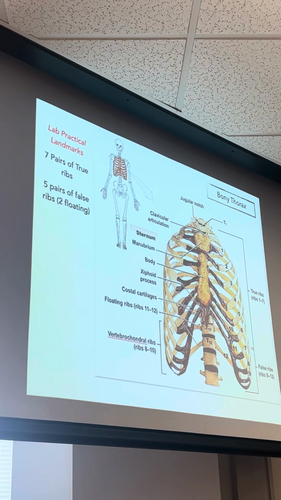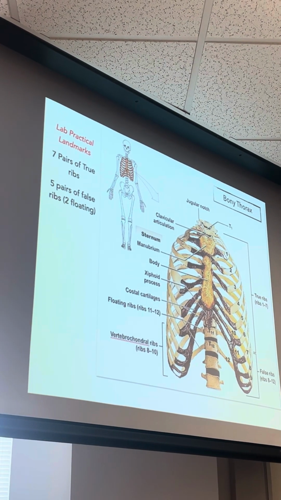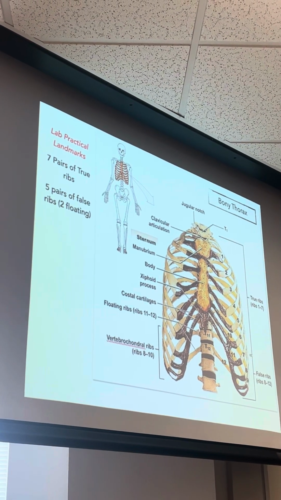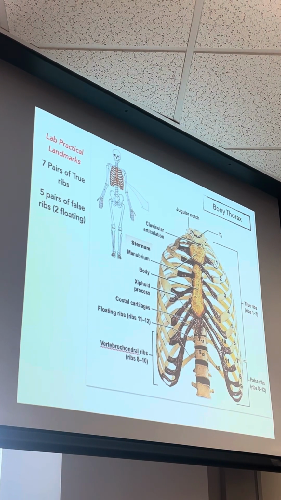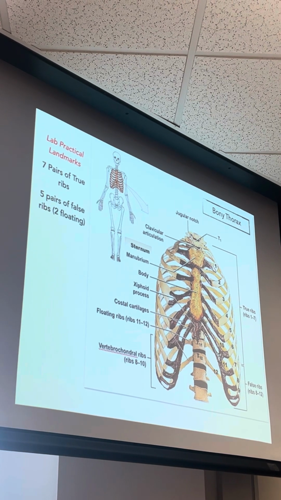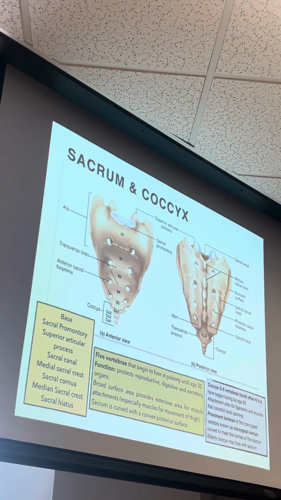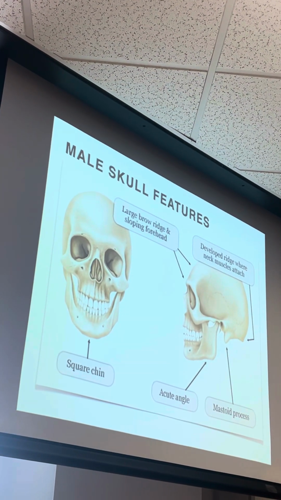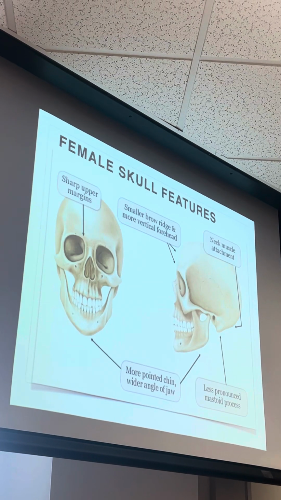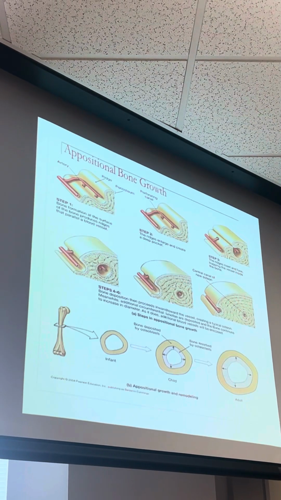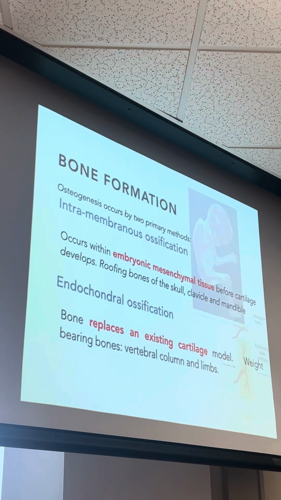Okay, so, know about your ribs. 12 ribs. 1 through 7 are what type of ribs? True. 8 through 10 are false, and 11 and 12 are both false and floating. Know some general differences between male and female skulls and male and female pelvic girdles. I will not ask you about these steps for appositional growth.